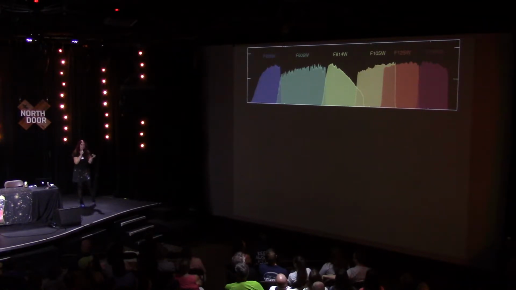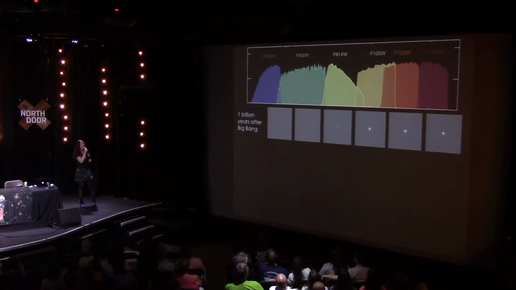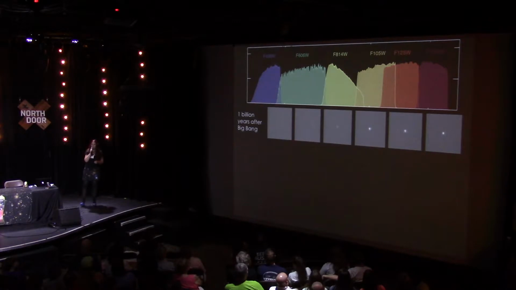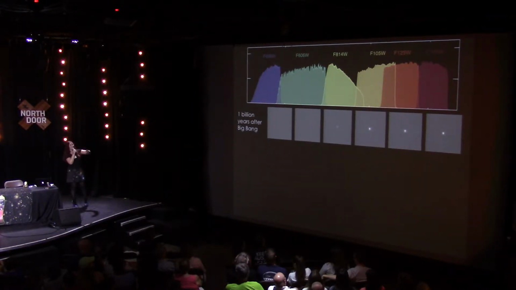So we take an image of our galaxy in each of those filters, and we might see something like this. We see nothing at all in the bluest filters, and then we have this booming bright galaxy in the reddest ones, and I assure you, to me, that is a booming bright galaxy. And by looking at exactly where that galaxy drops out, in this case it's dropping out in that F814W filter, this tells us that this galaxy is seen about 1 billion years after the Big Bang.